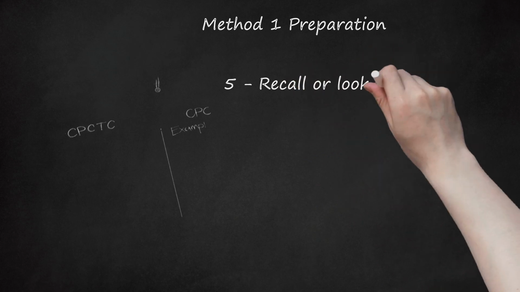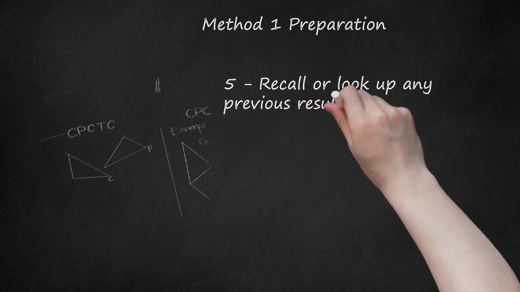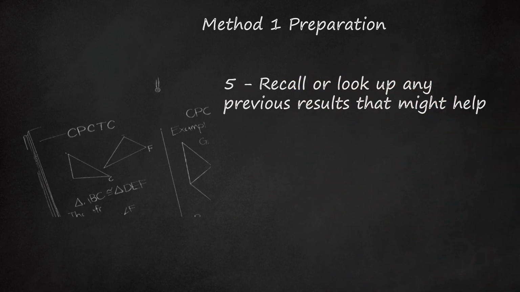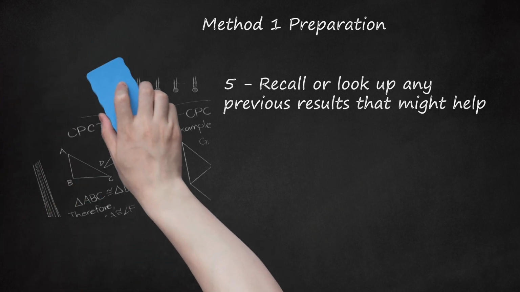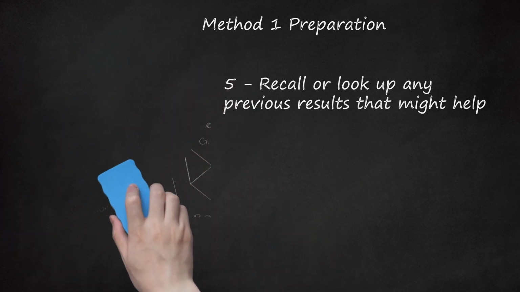5. Recall or look up any previous results that might help. It's very common for mathematical results to depend on previous work. Hint: if a theorem has a name, like the Pythagorean theorem, or an abbreviation, CPCTC, for corresponding parts of congruent triangles are congruent, it's probably used frequently in later results, so make sure you understand it.